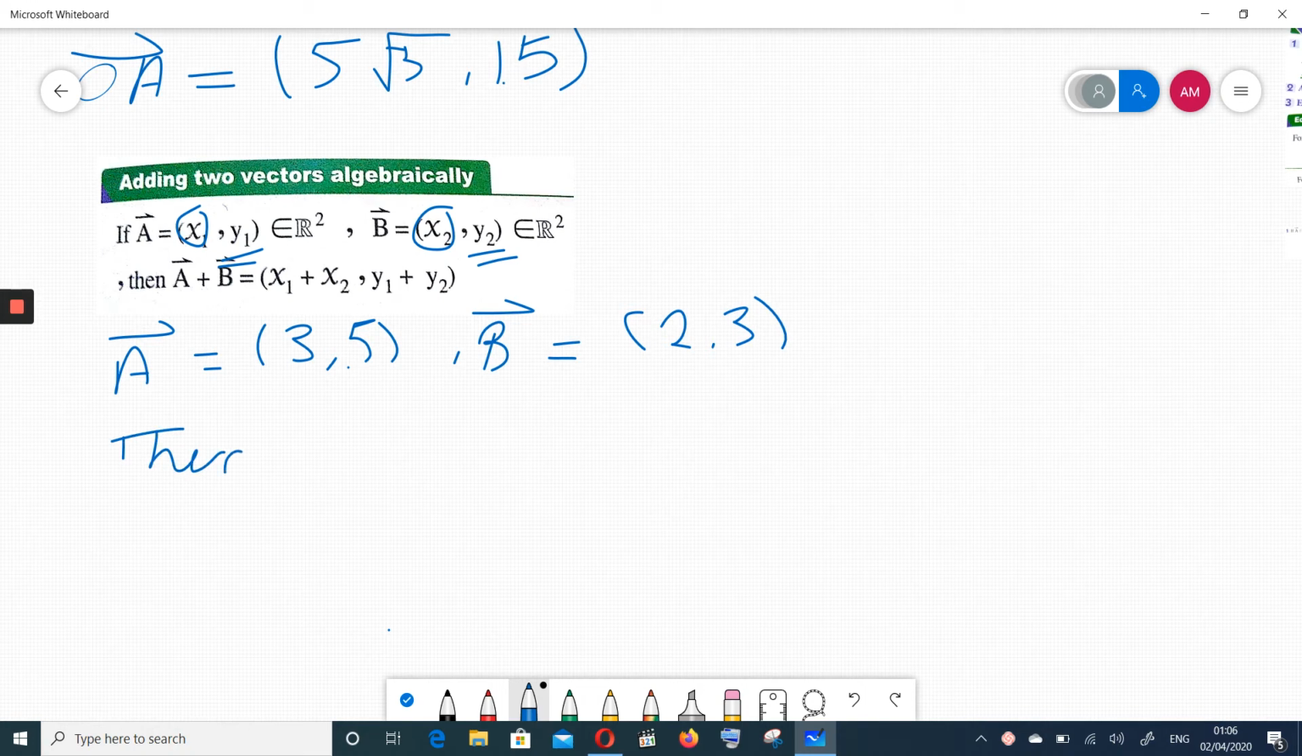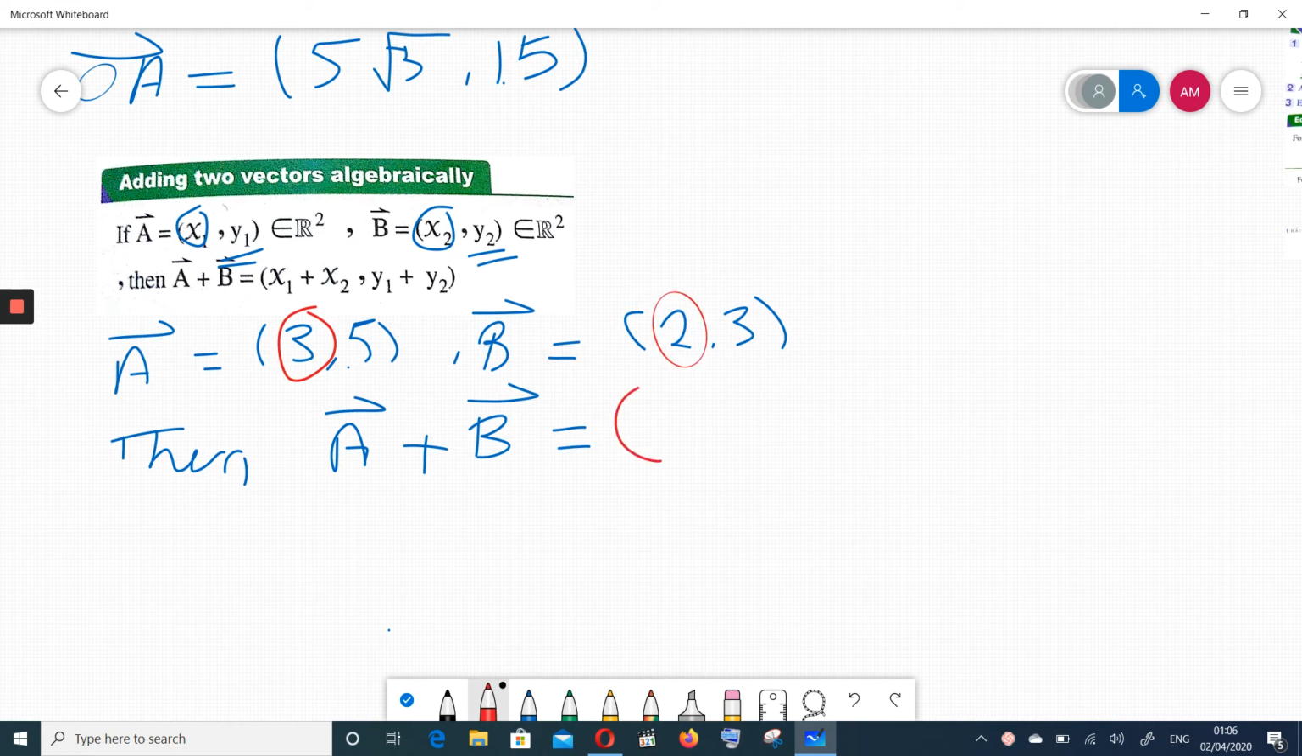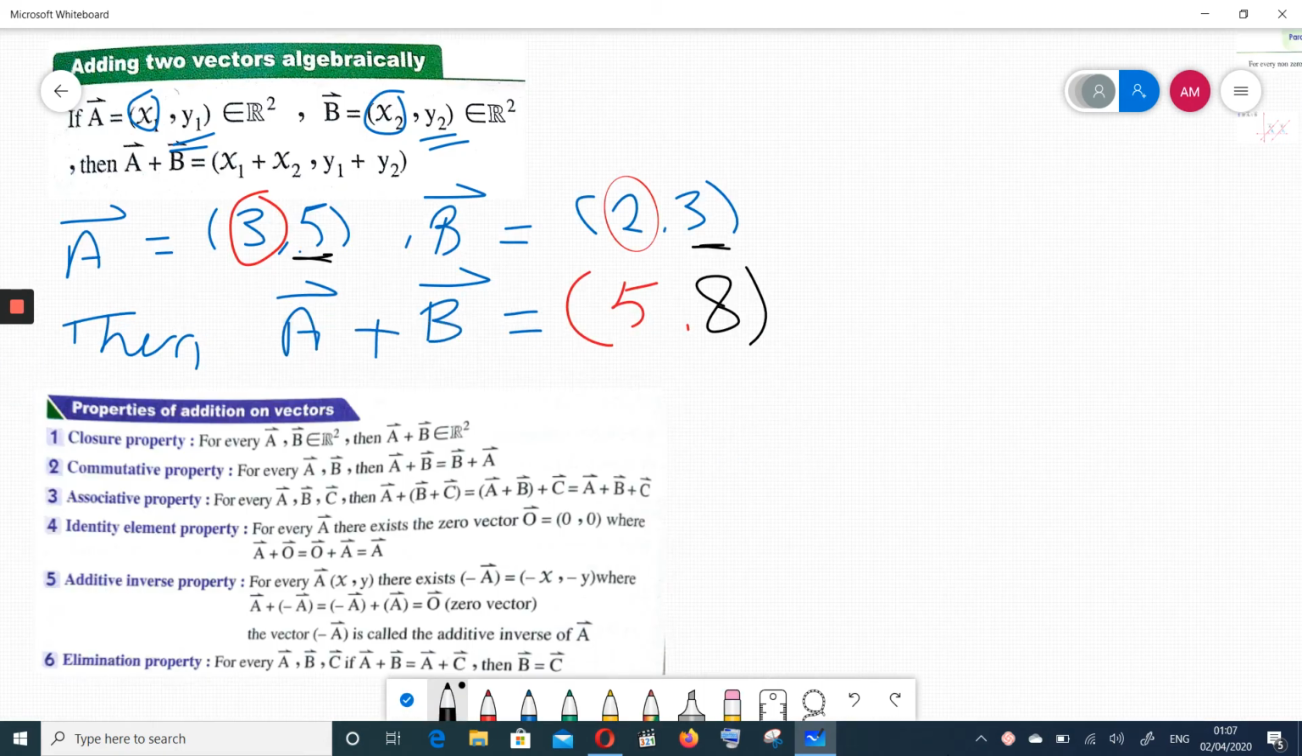then vector A plus vector B is going to be, this is x1 and this is x2. We are going to add them together. The answer is going to be 3 plus 2 equals 5. And this one, y1, and this is y2. 5 plus 3 equals 8. So vector A plus vector B is going to be (5, 8). 5 and 8. Properties of addition on vectors.